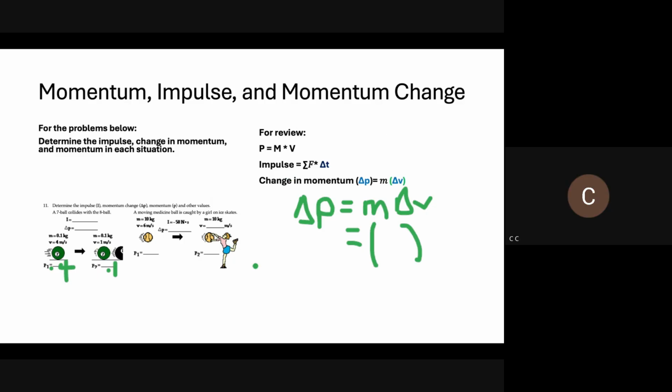No, so it's still 0.1. Now, when we hit the object, did our velocity change? Yeah. From what to what? From 4 to 1. So our final was 1 and our initial was 4. So if I do this in the calculator, I got 0.1 times 1 minus 4.